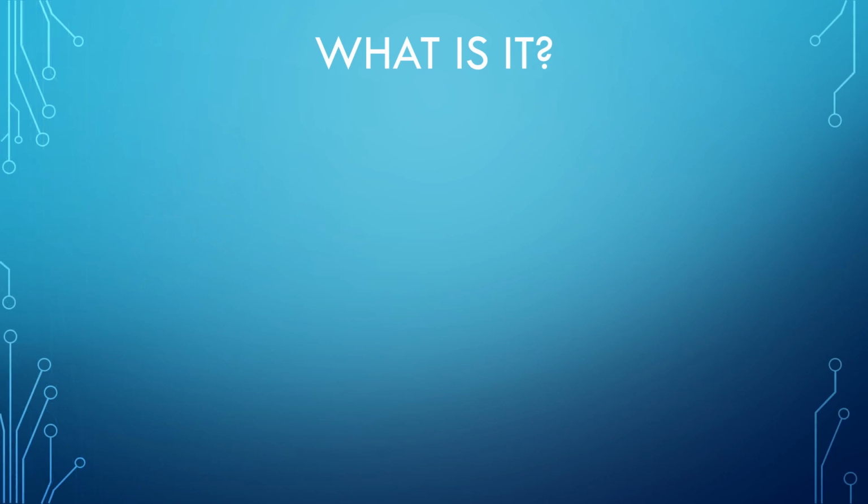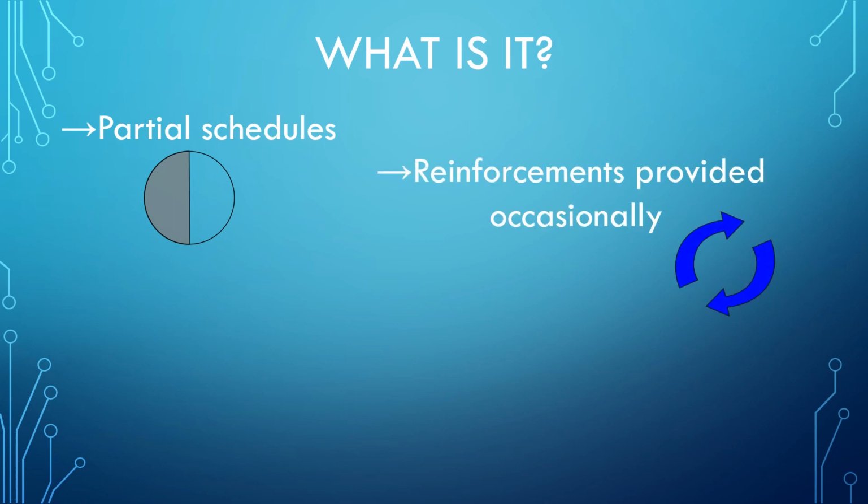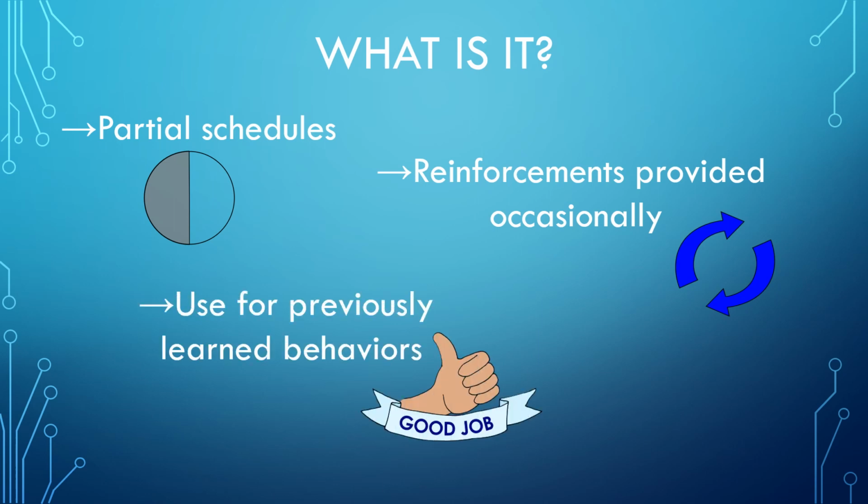What are intermittent schedules of reinforcement? Also known as partial schedules, an intermittent schedule is a reinforcement contingency in which some, but not all occurrences of the behavior result in reinforcement. When teaching new behaviors, continuous reinforcement plans are more commonly used, whereas intermittent schedules are used to sustain previously learned behaviors.